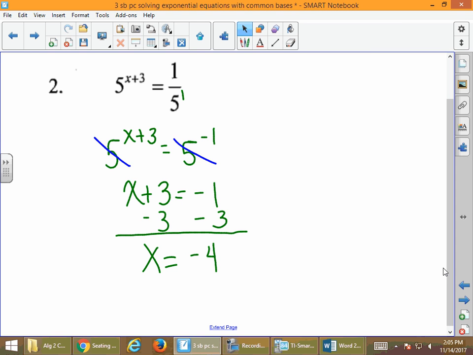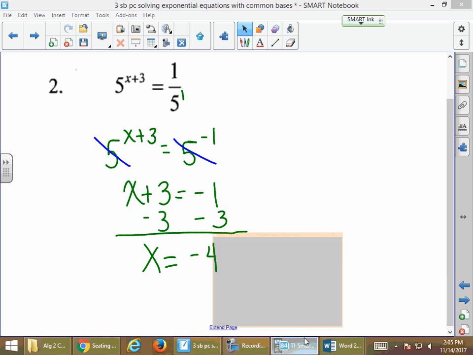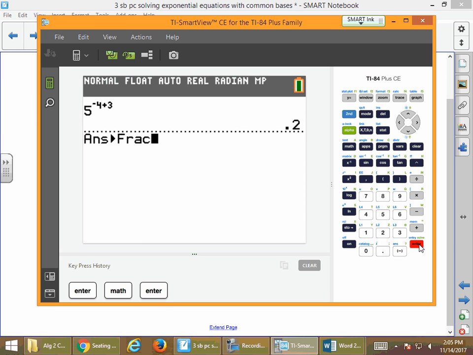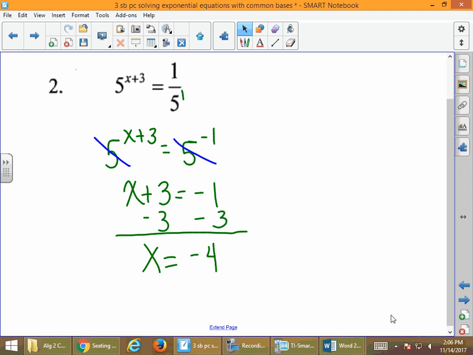But what I said earlier, even though I didn't do it, is let's go back and check. We can know immediately that we've got the problem right or wrong. It's 5 to the, and we just got the answer of negative 4, so it's negative 4 plus 3. When we press enter, we get 0.2. If we go to math, enter, enter, we see that 0.2 is the same thing as 1/5. And that is what's on the other side of our equals. We know that we have this problem correct.